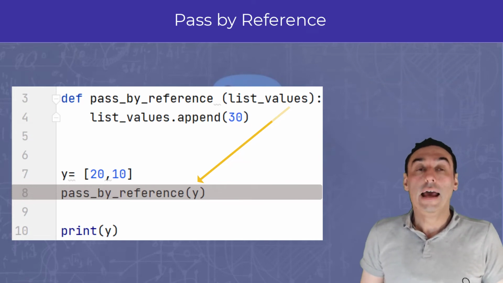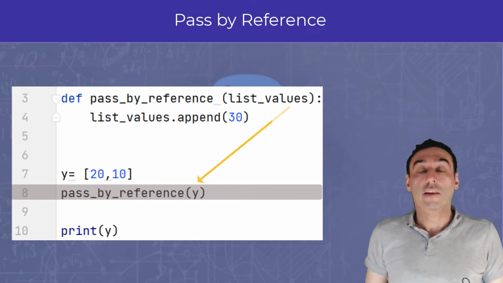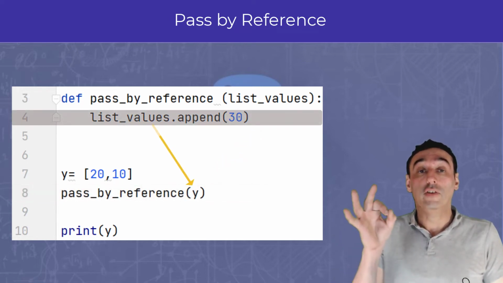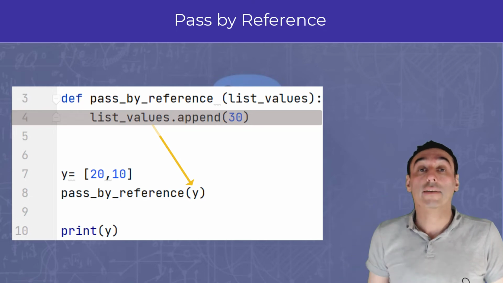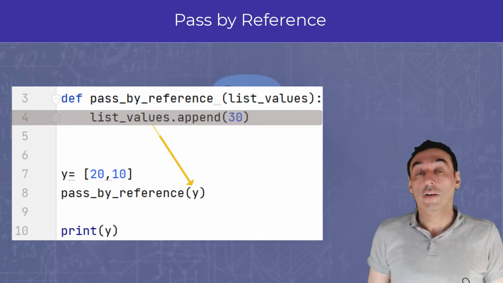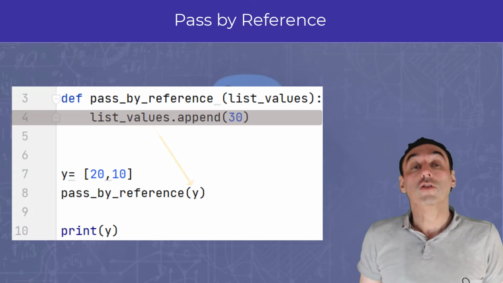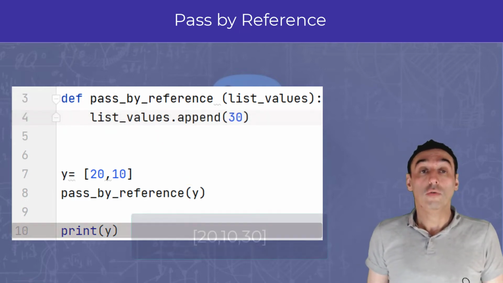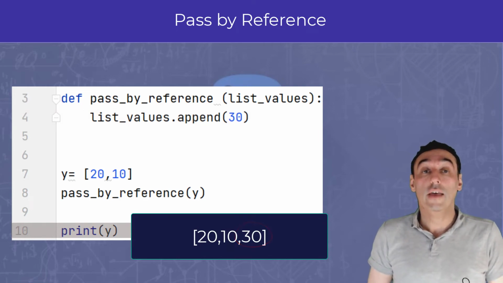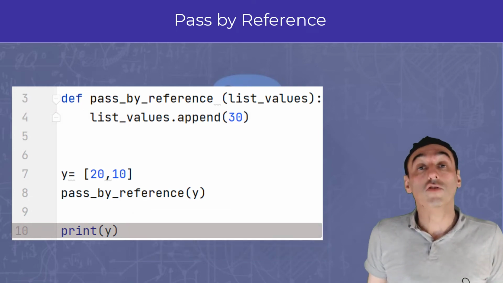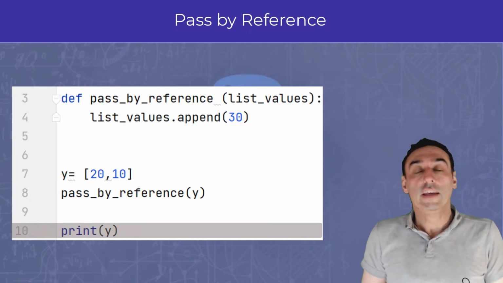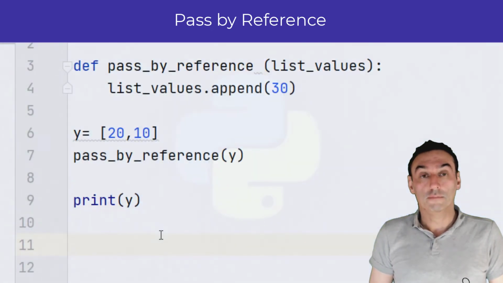We then add 30 in line 4 to the list. So effectively what we're doing is adding 30 to the list, which is referenced back to y. So then when we print y in line 10, we should get the new list with the value 30 added to it, as you can see there. So there's no need to return the value.